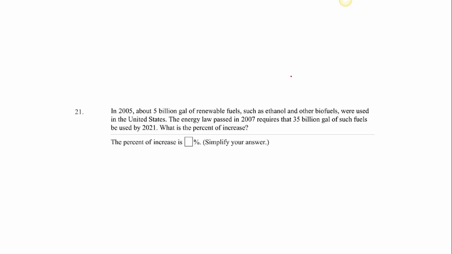In 2005, about 5 billion gallons of renewable fuels such as ethanol and other biofuels were used in the United States. So in 2005 we had 5 billion gallons. The energy law passed in 2007 requires that 35 billion gallons of such fuels be used by 2021. What is the percent of increase? To find the percent of increase, we need to find the change, which is 35 minus 5, and then divide by the original 5, finally multiply by 100%.